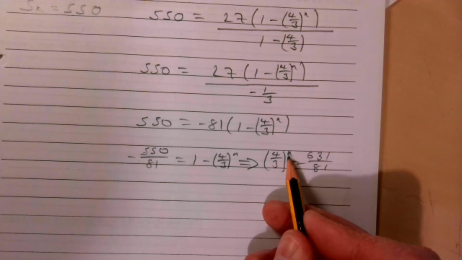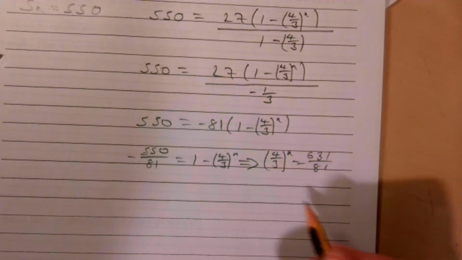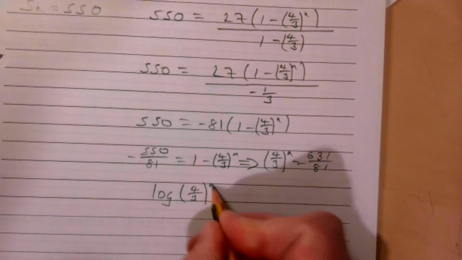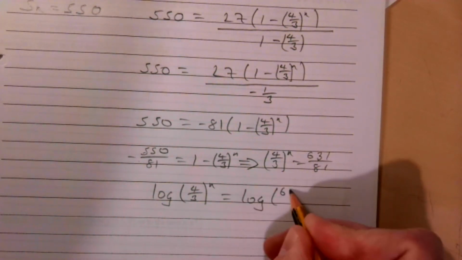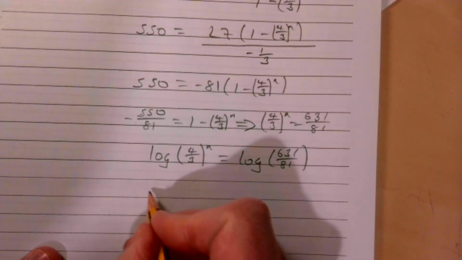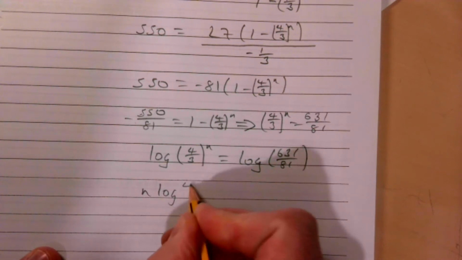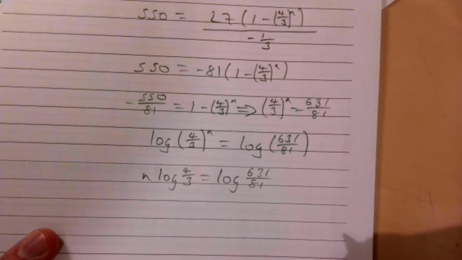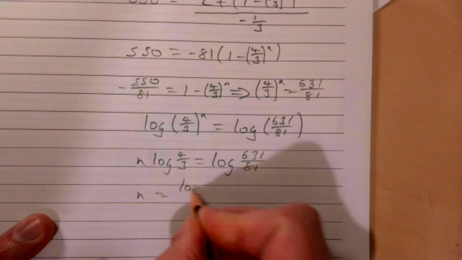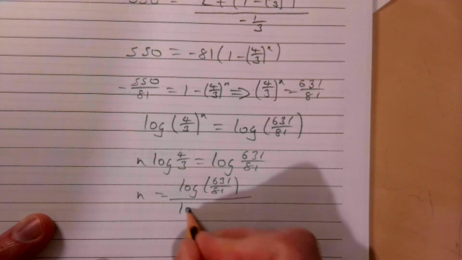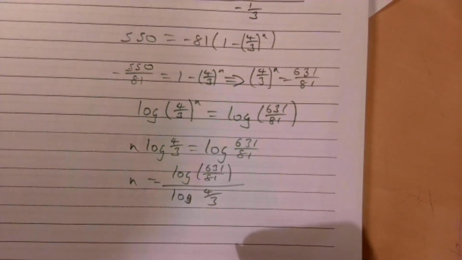So we have an n here that we need to work out. It's to a power, so we're going to have to take logs on both sides. So we're going to go log of 4/3 to the n is log of 631 over 81. And of course then n log 4/3 is log 631 over 81. N then is going to be log 631 over 81 all over log 4/3. We just want to put this into the calculator effectively.